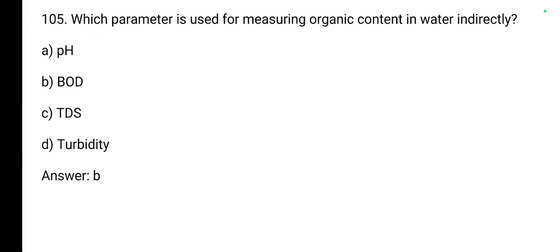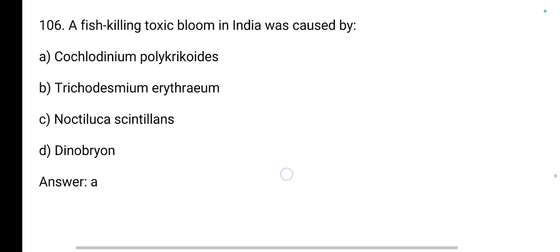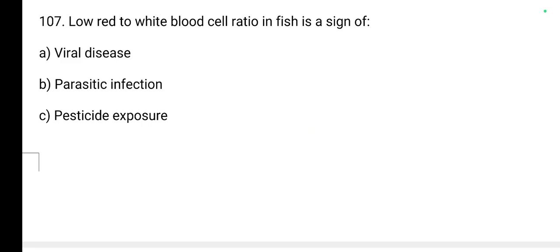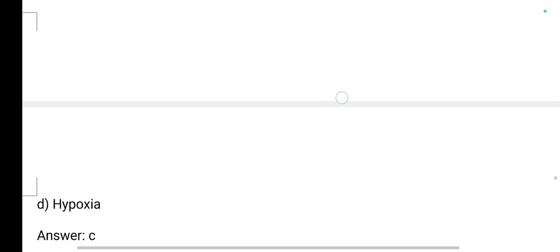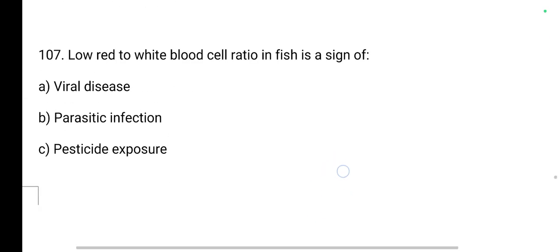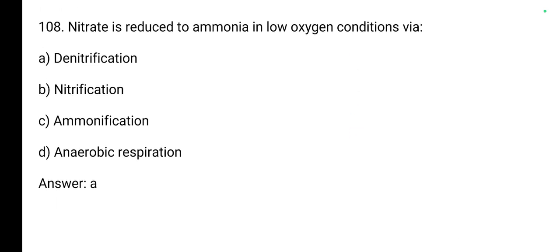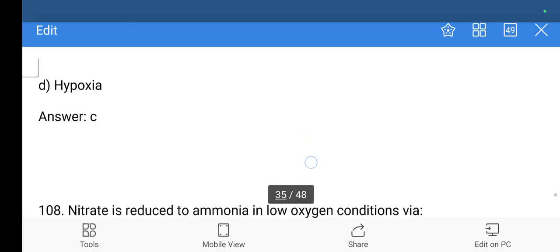Which parameter is used for measuring organic content in water directly? So it is BOD. A fish-killing toxic bloom in India was caused by Cochlodinium polykrikoides. A low red to white blood cell ratio in fish is a sign of pesticide exposure. Nitrate is reduced to ammonia in low oxygen conditions via denitrification.